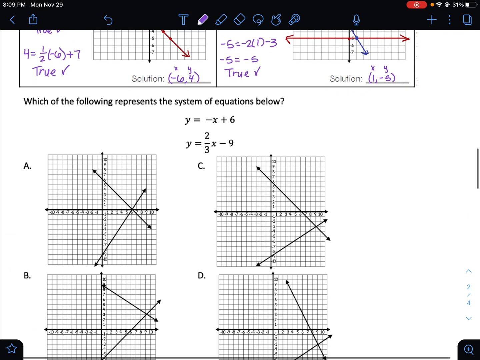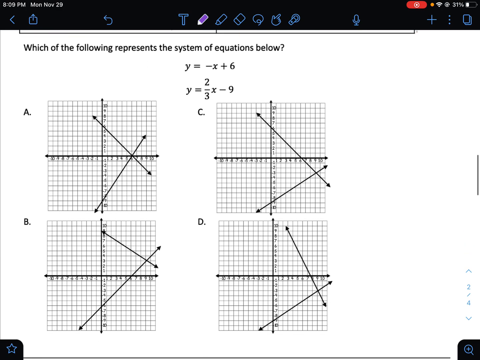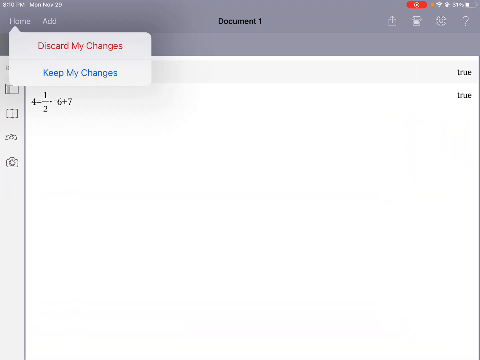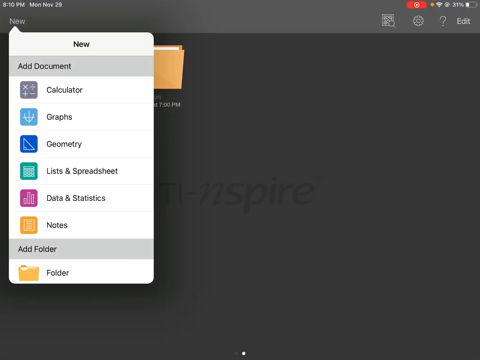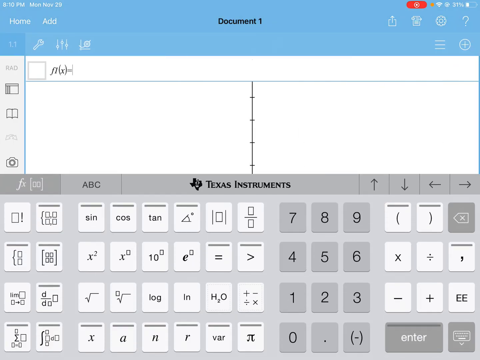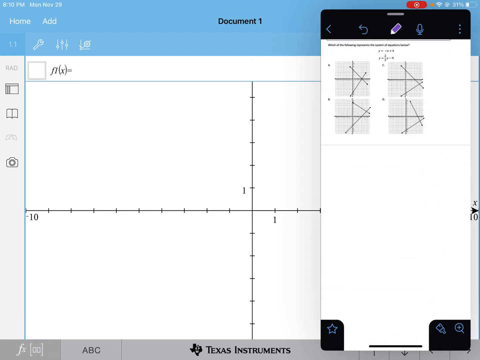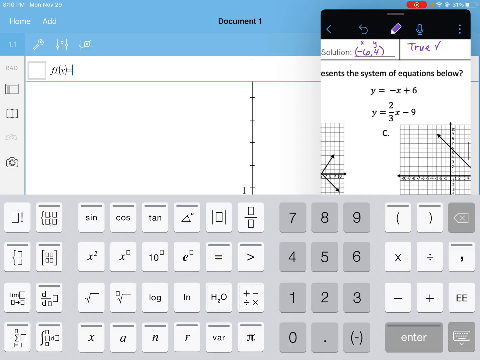Okay, last but not least, we want to know which of the following represents the systems of equations below. We can graph these and see which one matches or see where they're going to intersect. Okay, so we're going to go back to our calculator. We're going to go home, discard my changes, and we're going to go to a new graph. We can actually graph two lines at the exact same time. So I'm going to put my notes here so I can see my two equations.